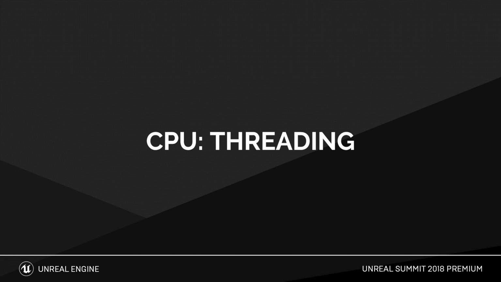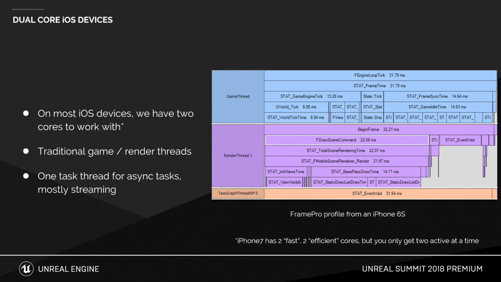When we're investigating CPU threading, FramePro is an extremely useful tool. And this is a view where we can see what's going on in two different threads simultaneously. And so this is a capture from iOS, where usually we only have 2 cores to work with.